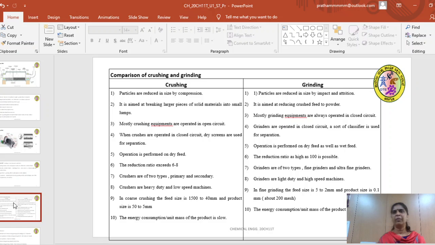Crushing is operated in an open circuit fashion: you feed the material, crush it in an equipment, and you get the product. Again, you don't crush it back in the various mills. Grinding equipment is always operated in a closed circuit until we get a fine powder, the fine product.